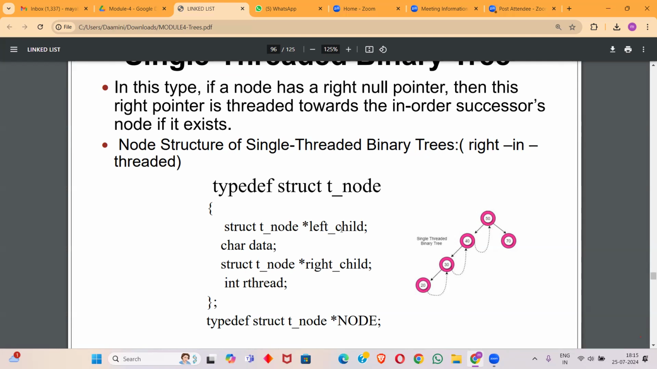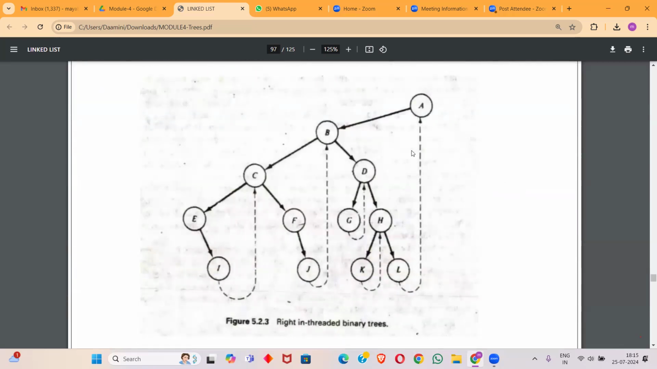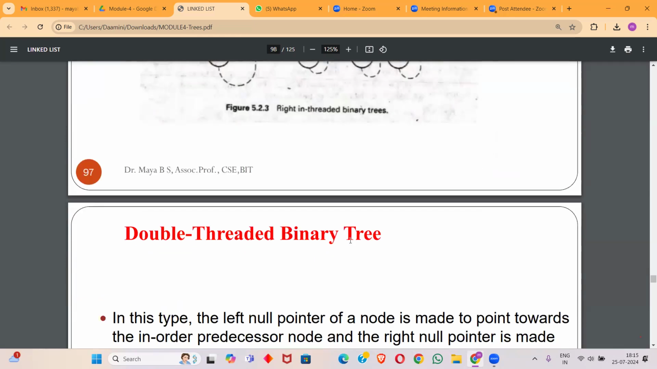So we have the left side, data, and right side. Then I need to write only the right threaded part. If you have a right side, this is an example for the right threaded. See, I am always pointing to the right side. I am representing only the right side, so this is the example for the right threaded.